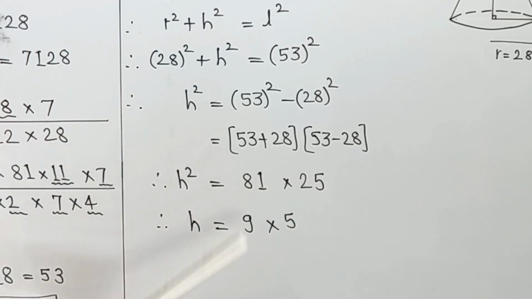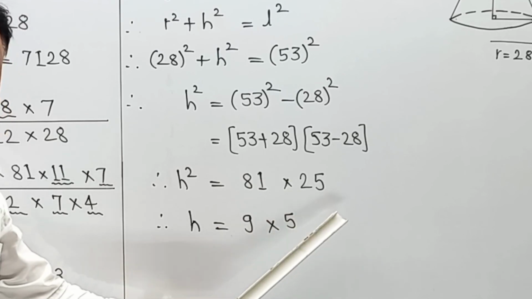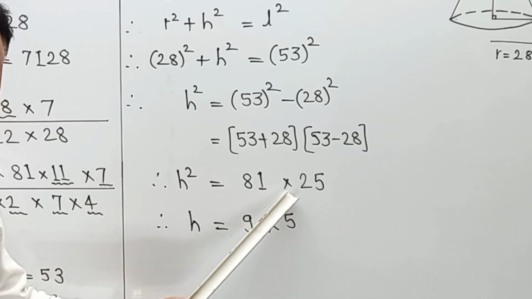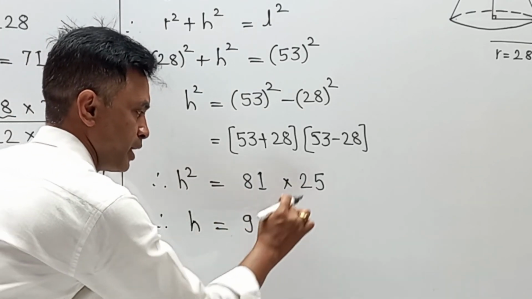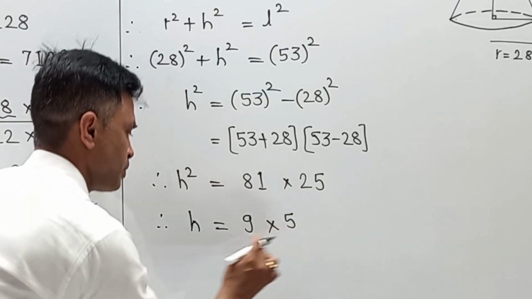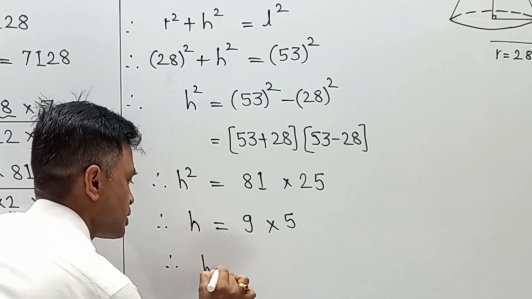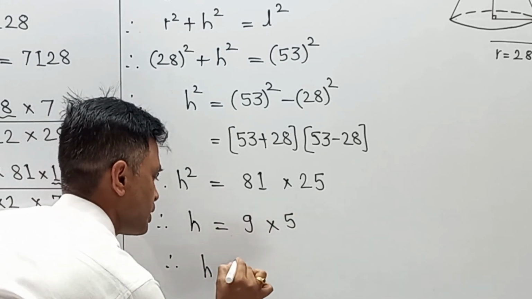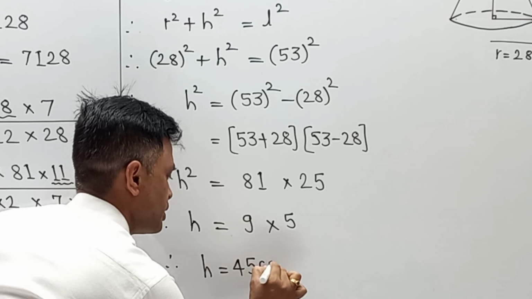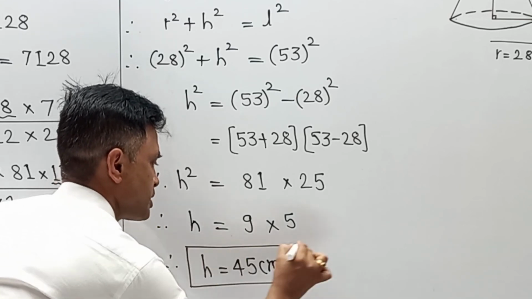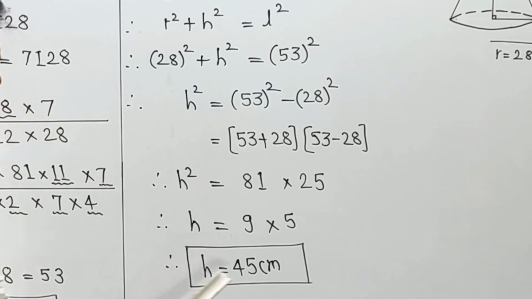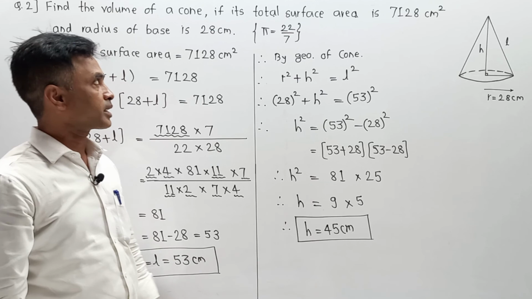And this is a very simple technique by which you can solve it. h square is equal to 81 into 25. It is possible because of the multiplication, that is why we are using this trick. So 81 has a root 9 and 25 has a root 5. So naturally h, the vertical height, is 9 into 5, it becomes 45, and its unit is centimeter. In this way we are able to calculate the second evaluation, that is vertical height h, 45 centimeter.